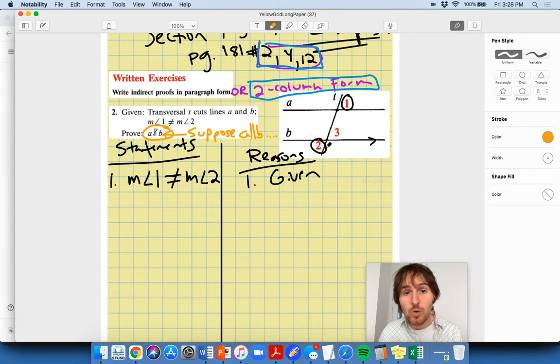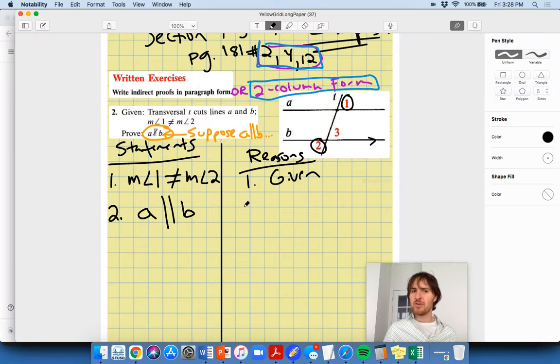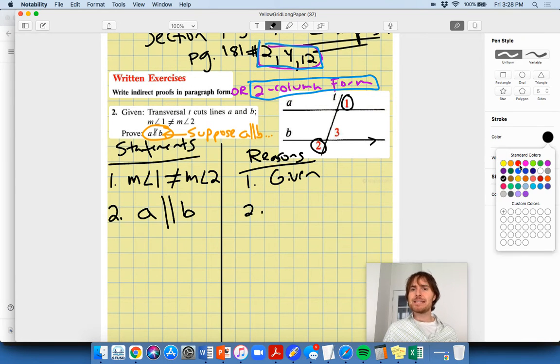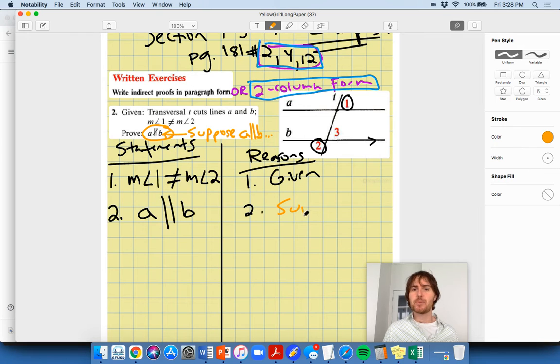Anyways, step 2, what do you do in step 2? That's basically the idea here. We need to make a temporary assumption. The temporary assumption is the opposite of whatever it is we're trying to prove, which is A is not parallel to B. We will assume that the opposite, just temporarily, is true. Well, what if A actually is parallel to B, okay?